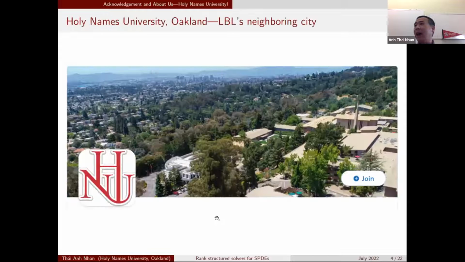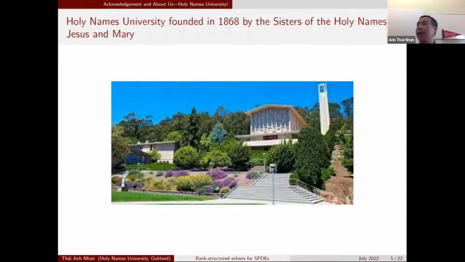So here is about Holy Names, my university. Holy Names is very close to the lab, in the neighboring city, in the Oakland Hills. So you have a beautiful bay view from the campus, and this is a very small university, founded in 1868. 6 sisters came from Quebec to the Bay Area, and they settled here. The student population is very small. We have about 600 undergrads and about 300 grad students. But we don't have math majors. We have majors in biology, psychology, business, music, and something like that, but not in mathematics. So that's briefly about my university.